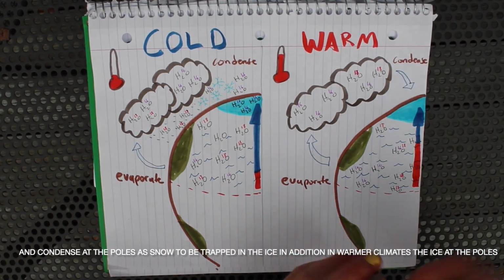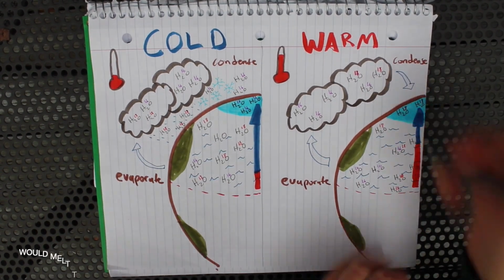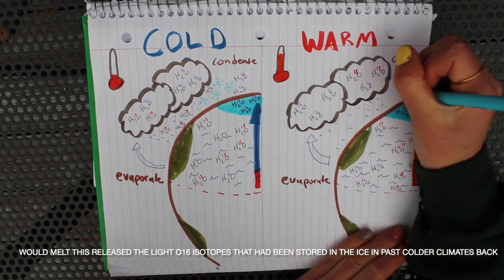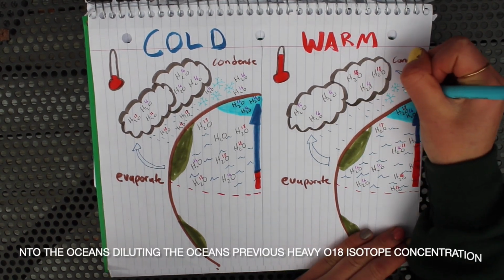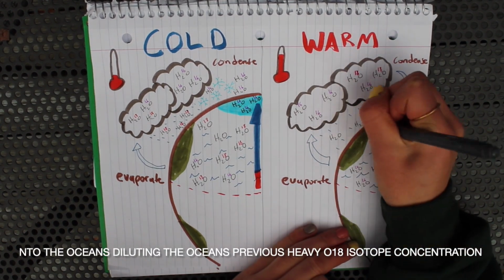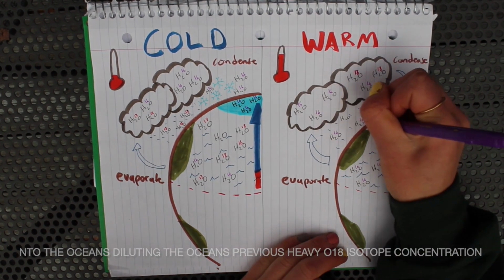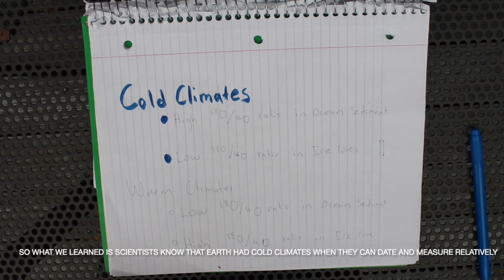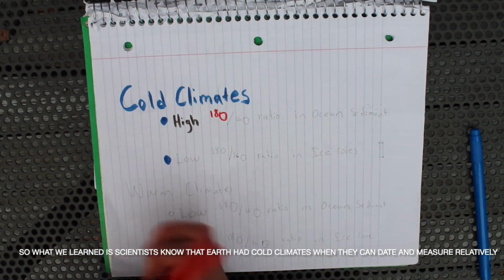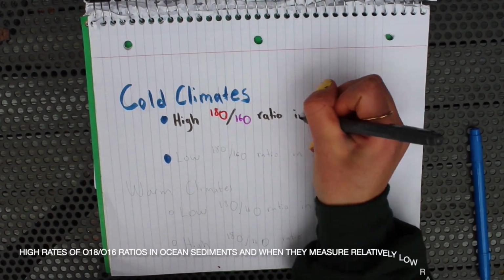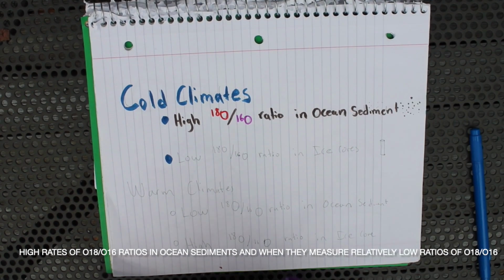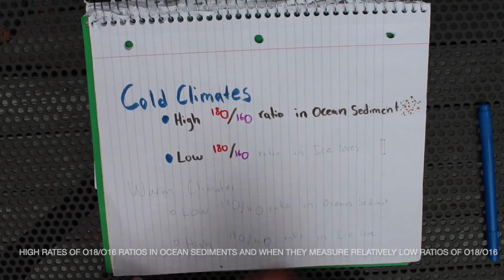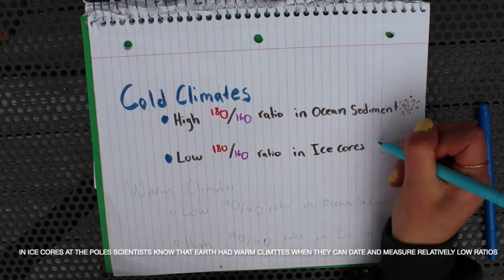In addition, in warmer climates, the ice at the poles would melt. This released the light O16 isotopes that had been stored in the ice in past colder climates back into the oceans, diluting the ocean's previous heavy O18 isotope concentration. So, what we learned is scientists know that Earth had cold climates when they can date and measure relatively high O18 to O16 ratios in ocean sediments, and when they can measure relatively low ratios of O18 to O16 in ice cores at the poles.